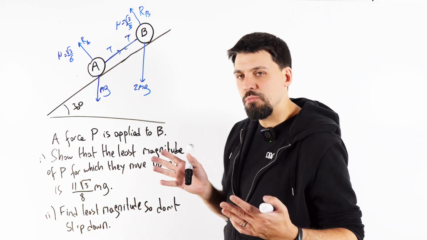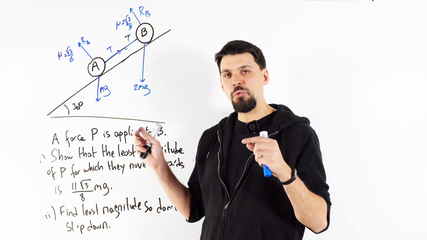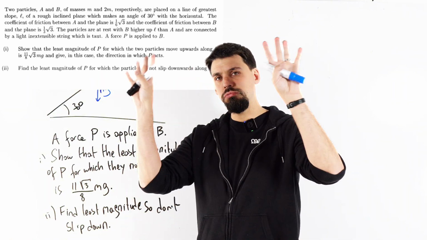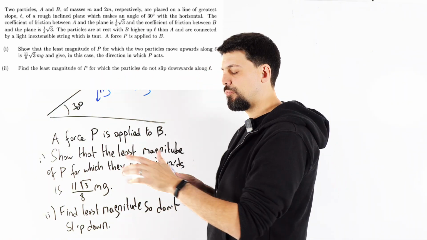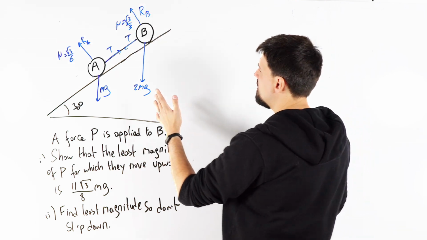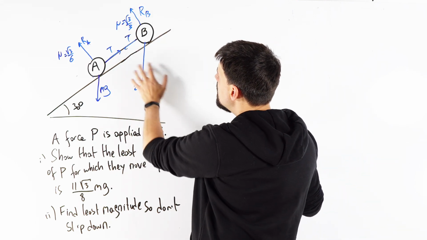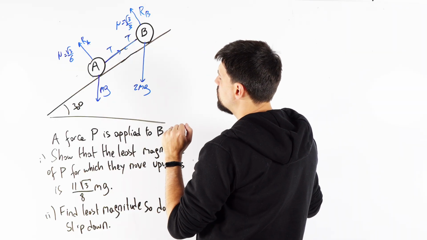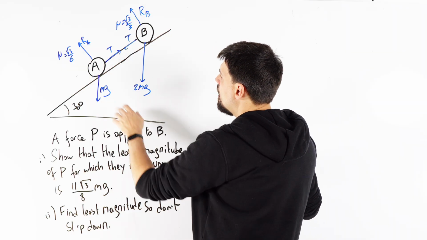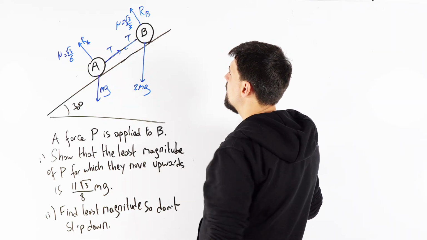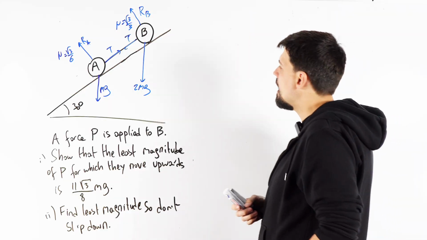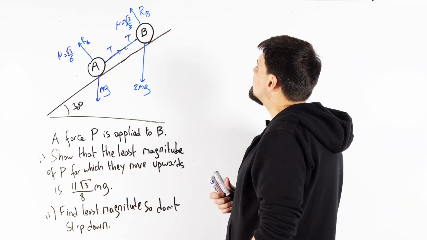Some blurb from STEP. James will put it up on the board now. What have we got in essence? We've got two particles, one of mass m, one of mass 2m. They're on a slope inclined at 30 degrees. It is a rough slope. They are linked by a light inextensible string. We'll see if that comes in at all.